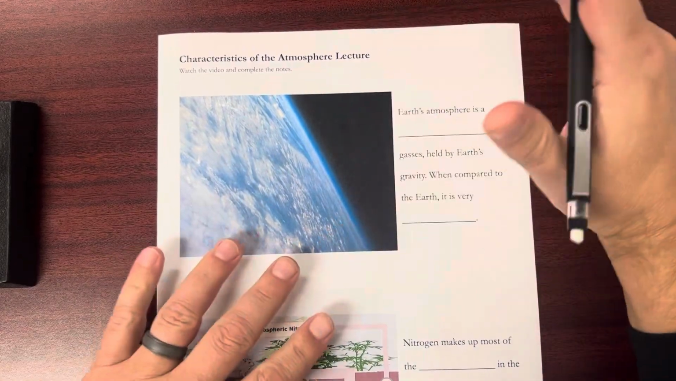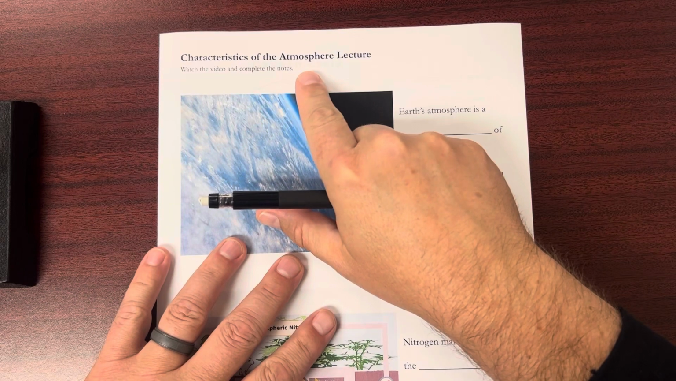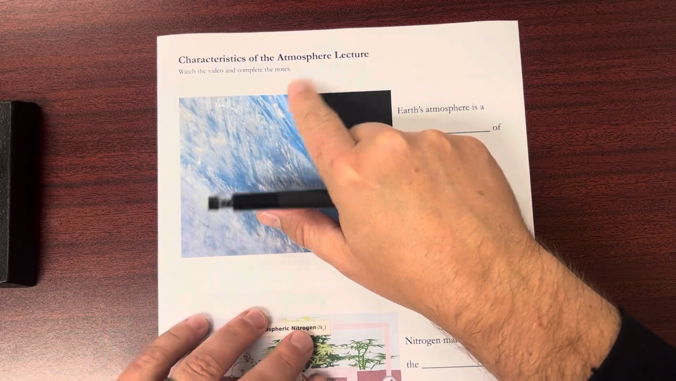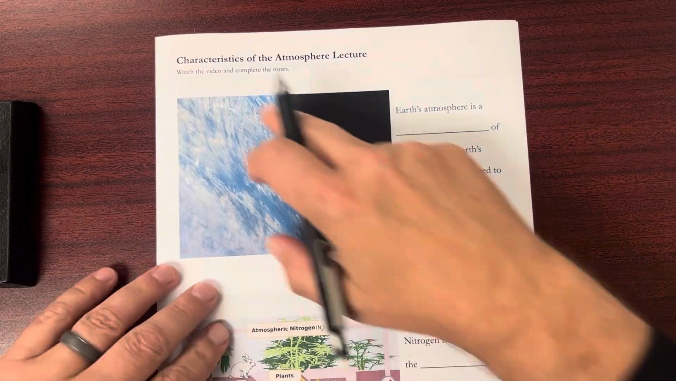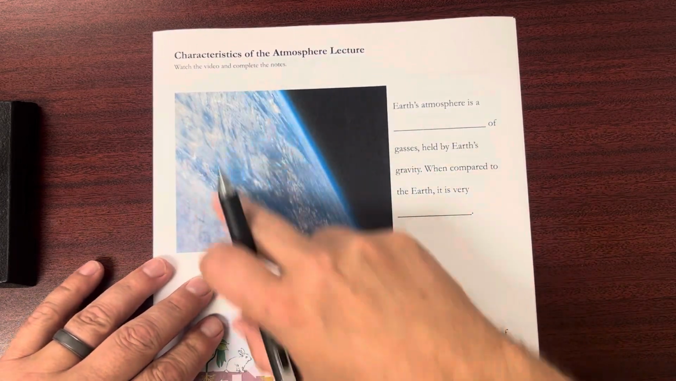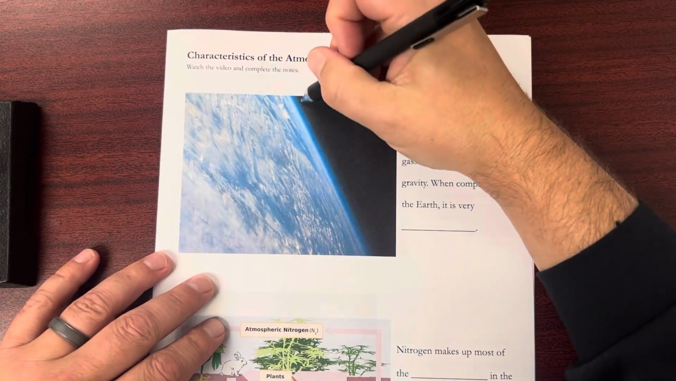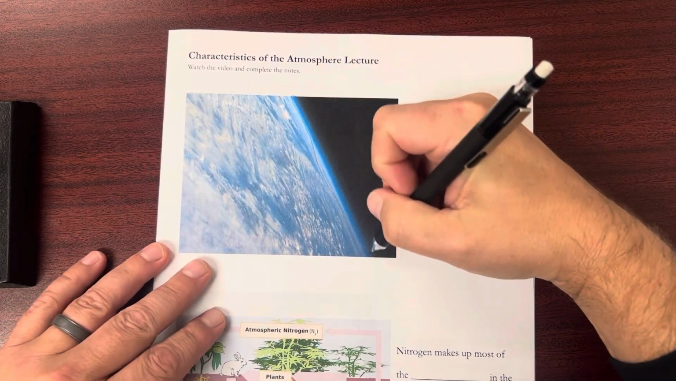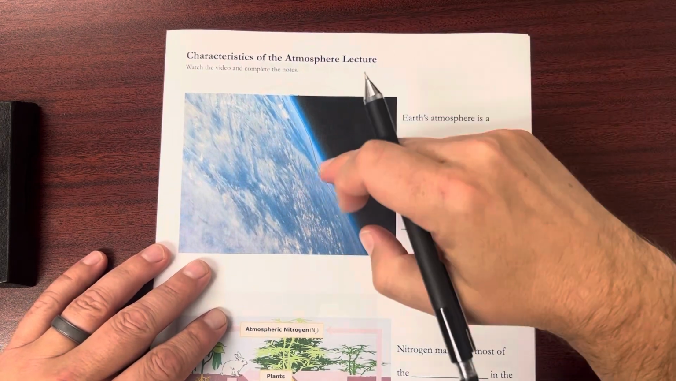Hello, I'm going to go over this lecture, Characteristics of the Atmosphere. What we're doing is we're just talking about the very basics of Earth's atmosphere. So we see this image from space and it shows Earth right here. And you can just make out this blue layer, which is showing the atmosphere. This is what it looks like from space.